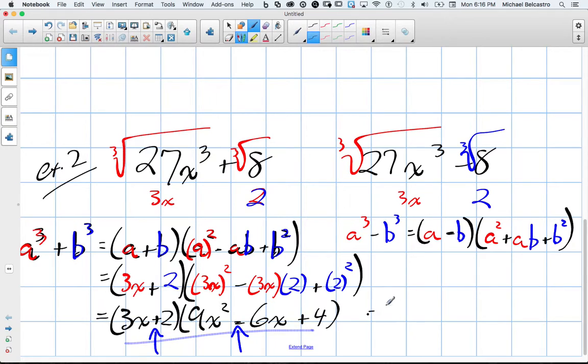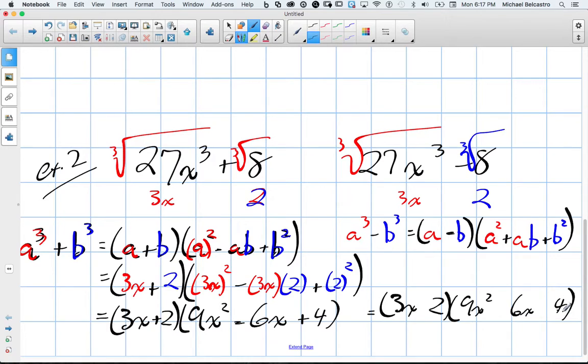The final answer is, and I'm not going to write the operations in, I'm just going to write the terms. So 3x, 2, 9x squared, 6x, and 4. So I just wrote the absolute values. And let's look at what we have here. We have a negative, a positive, and a positive. So that's how I write these in. A negative, positive, and positive. And that's now a difference of cubes.